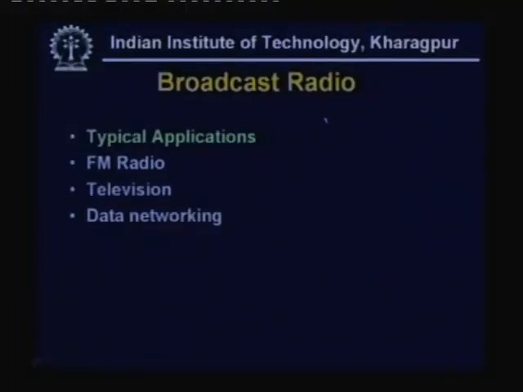So, these are the several parameters or characteristics of broadcast radio. And these are the typical applications of broadcast radio: FM radio, then television, then data networking. These are the typical applications of broadcast radio.